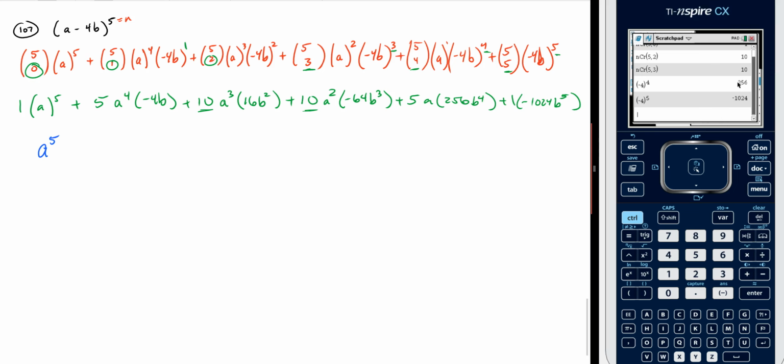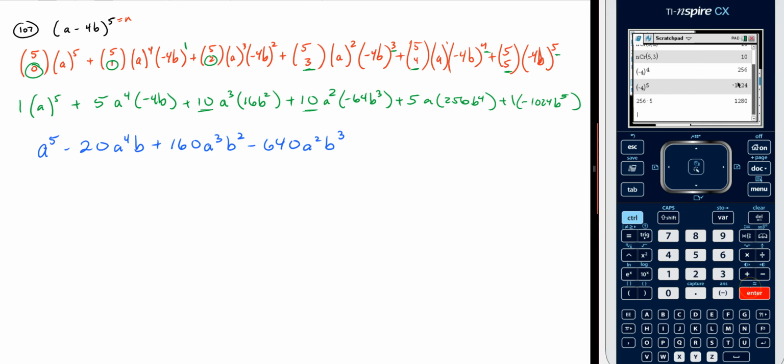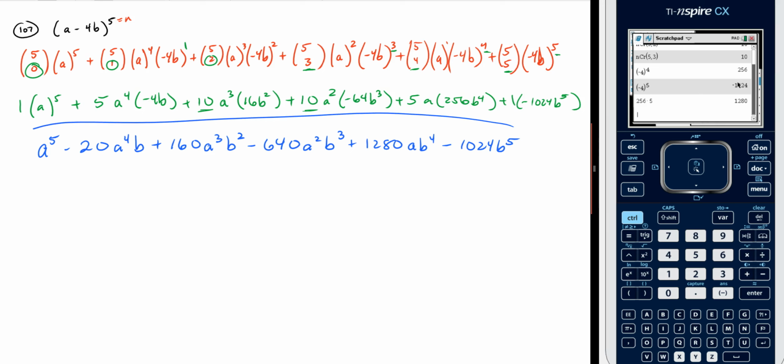So I have a to the fifth minus 20a to the fourth b plus 160a cubed b squared minus 640a squared b cubed. 256 times 5 is going to be plus 1280a b to the fourth, and then minus 1024b to the fifth. And that's my final answer, and that's it for Unit 8.